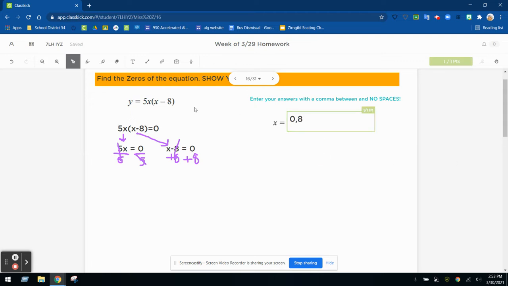So when it's given to you, it's super simple. Split it up, set it equal to 0.